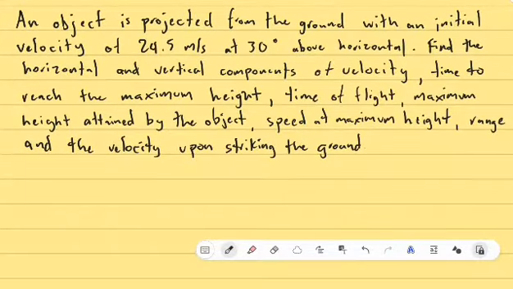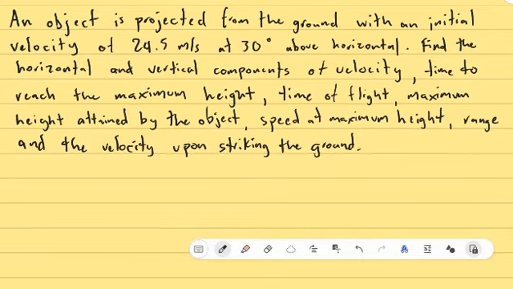Okay, let's take this problem as an example. An object is projected from the ground with an initial velocity of 24.5 meters per second at 30 degrees above horizontal. Find the horizontal and vertical components of velocity, time to reach the maximum height, time of flight, maximum height attained by the object, speed at maximum height, range, and the velocity upon striking the ground. So, yan yung problem natin. Masyadong madami yung hinahanap, yung pinaproblema.